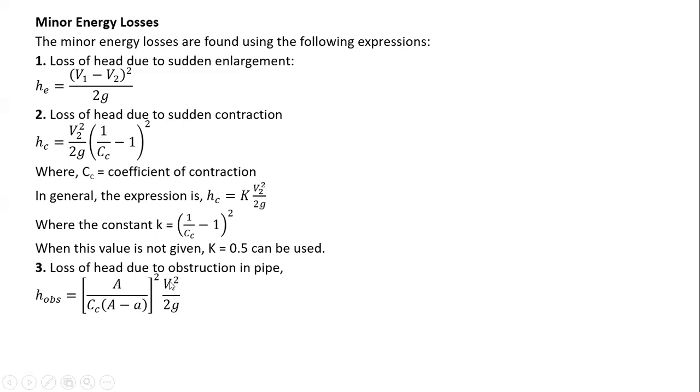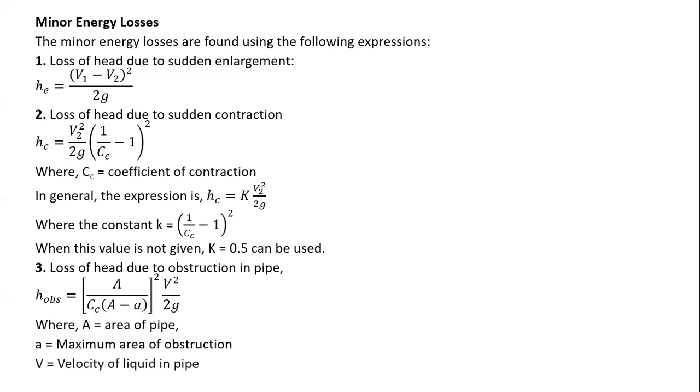V is the velocity at which the fluid is flowing. g, of course, is our acceleration due to gravity. Cc is the coefficient of contraction, so that constant will definitely be provided. Okay, so there we are: the loss of head due to obstruction in a pipe.